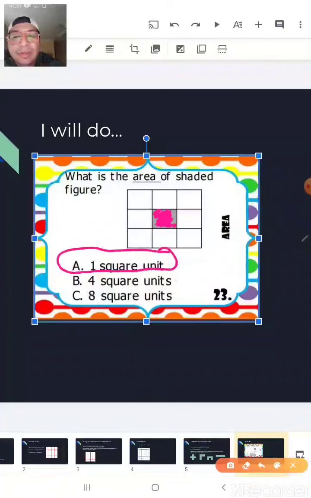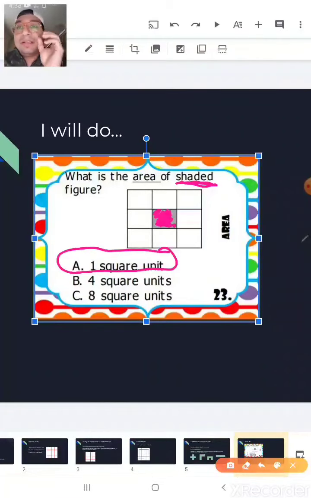Not 4 square units, okay, and not 8 square units. We're talking about only the shaded area. So that is my answer, right, guys? So make sure that you read the question carefully and not just go, what is the area? And finish your reading there. Do not be lazy. We have to finish it all the way through.